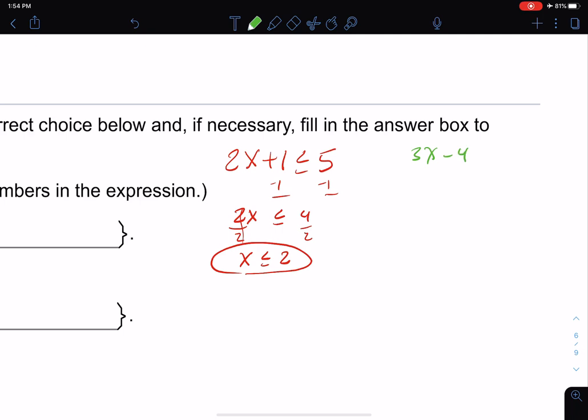3x minus 4 is greater than 20. We're going to add 4 to both sides, which gives us 3x is greater than 24. We divide by 3, and x is greater than 8.